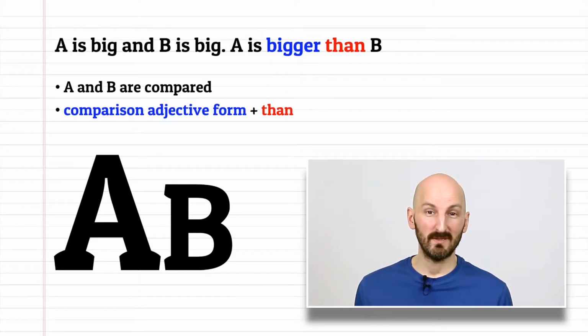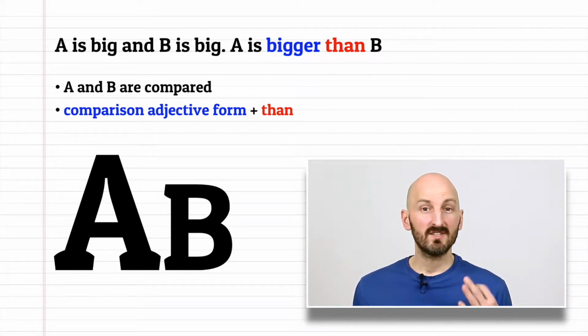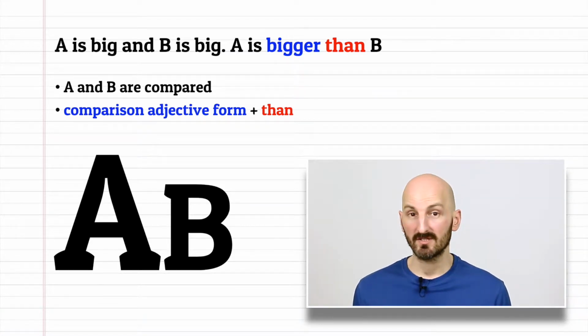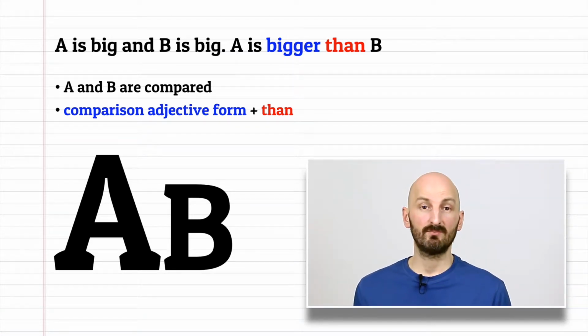Now, there are three types of comparison: up, equal, and down. Let's look at up comparisons first. A is big and B is big. A is bigger than B. This simple sentence shows the comparison between A and B. The adjective big changes to show the comparison. The form is adjective plus than, and the adjective is in the comparison form, so we have A is bigger than B. Nice and easy.